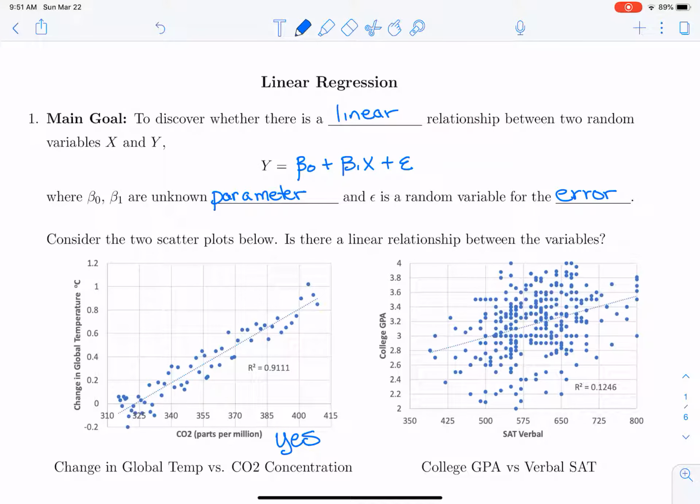But I'll show you a different data set of college GPAs versus the verbal section from the SAT, or the English section from the SAT. And you'll notice that there doesn't seem to be any sort of relationship between college GPA and SAT verbal. There are people with high SAT verbal and high college GPA, but there are also people with low SAT verbal scores and still relatively high college GPAs. So this does not seem to have a linear relationship.